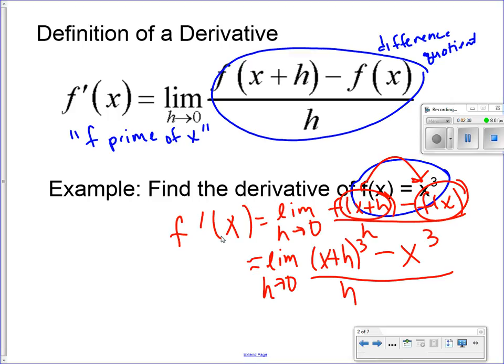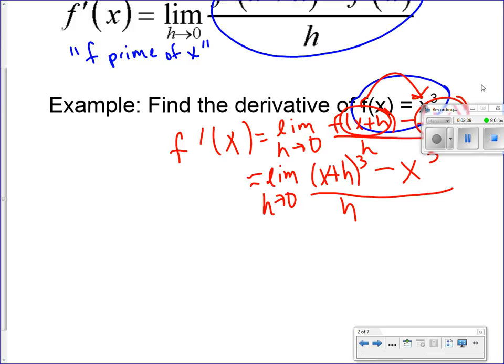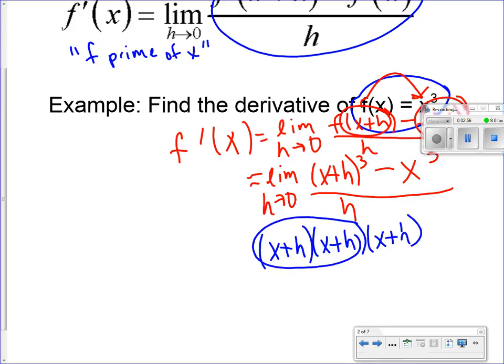So first thing we need to do is simplify this x plus h cubed right here. So we are going to have to FOIL, and we're actually going to have to FOIL twice. I'm going to do this work in a different color. You should be doing this work off to the side. So x plus h cubed means x plus h times x plus h times x plus h. So first I'm going to multiply these. You can FOIL, box, distribute, whatever makes sense to you.